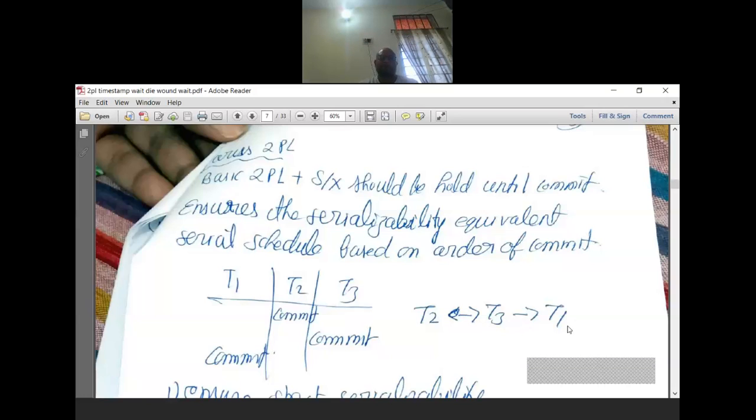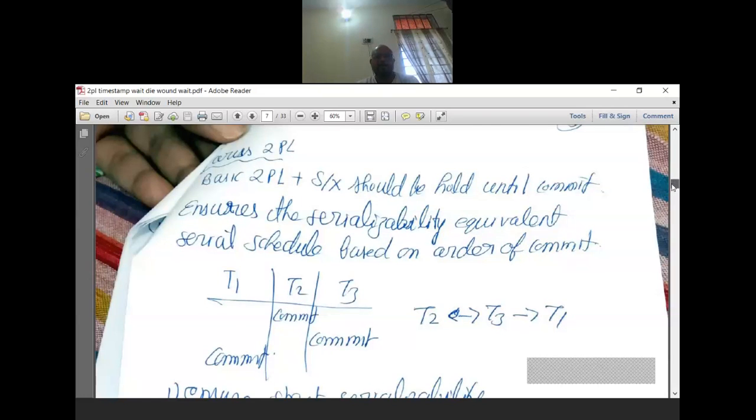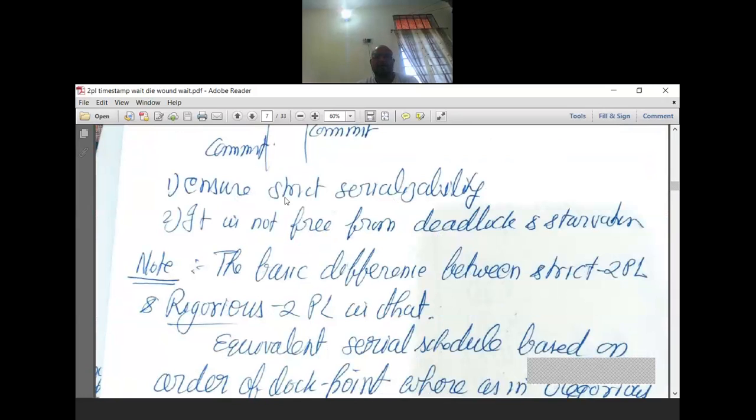But in strict 2PL, it was based on lock point. So the transaction had its lock point before it was running. So in this schedule, if we are running the transaction, it will get the serialization. It ensures strict serializability. It is not free from deadlock, and starvation is still here.